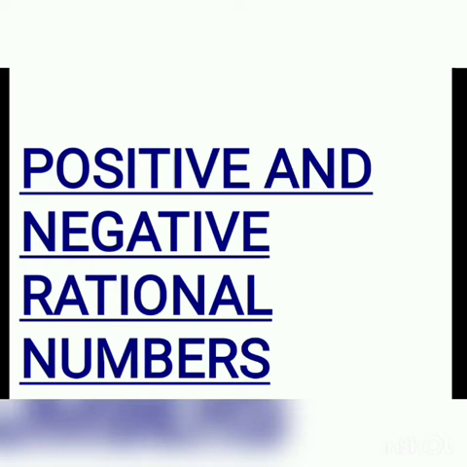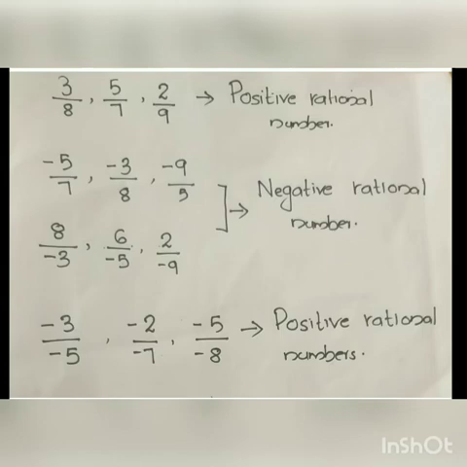Now, positive and negative rational numbers. Which rational numbers do you call positive, and which do you call negative? That we can discuss. A rational number has the form p by q, isn't it? It has a numerator and a denominator. We say it is a positive rational number when both the numerator and the denominator are positive integers.